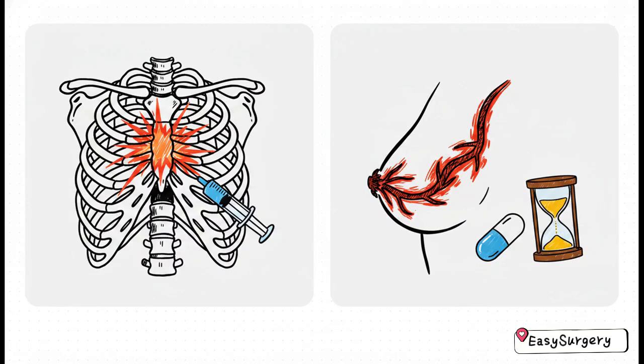Then compare that to Mondor's disease. This presents quite differently, as a visible, painful, cord-like structure on the side or bottom of the breast. It's actually superficial thrombophlebitis, meaning a clotted, inflamed vein, most commonly the lateral thoracic vein. The treatment here is super straightforward. Simple analgesics and a little bit of time.